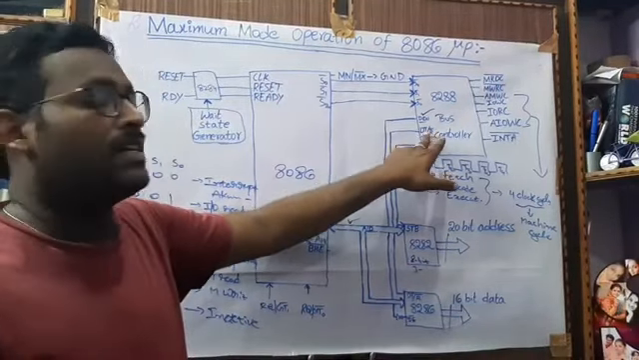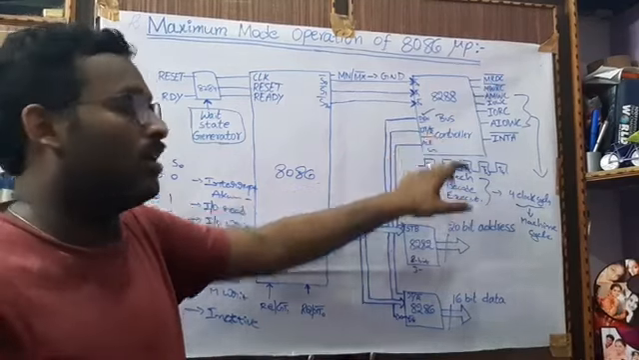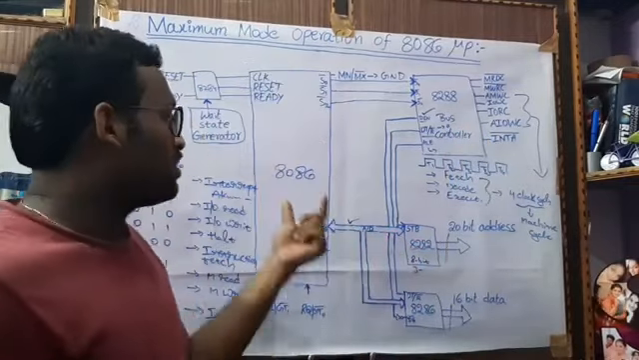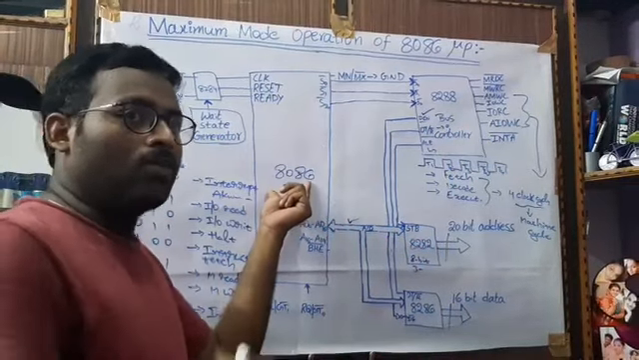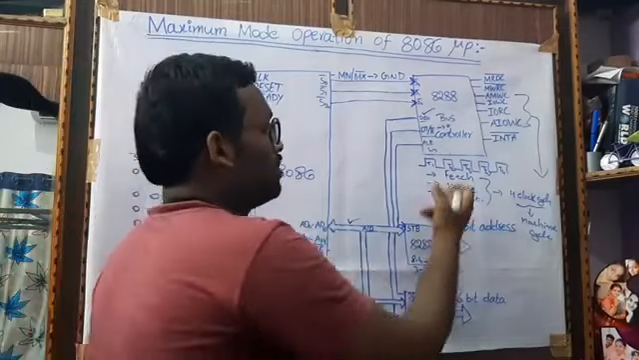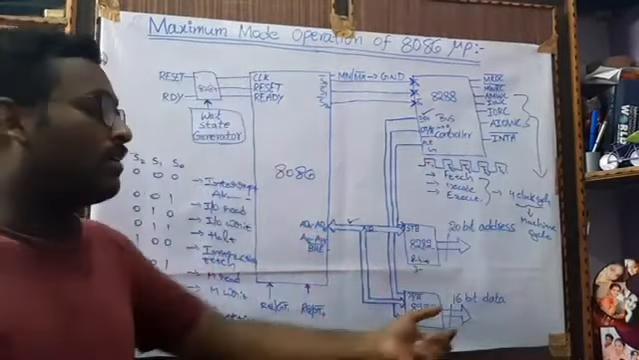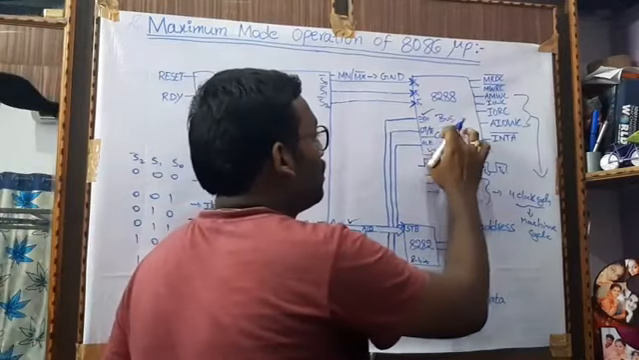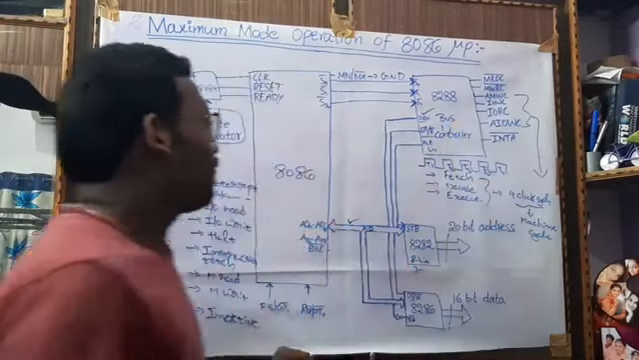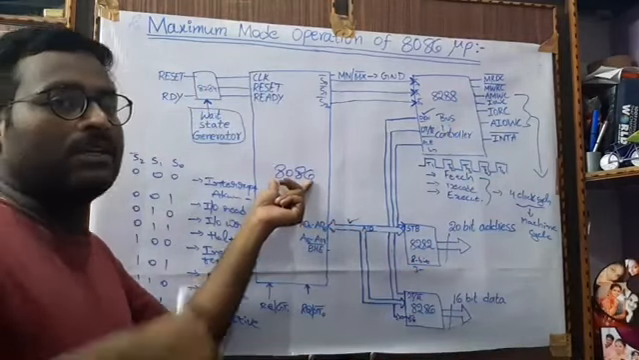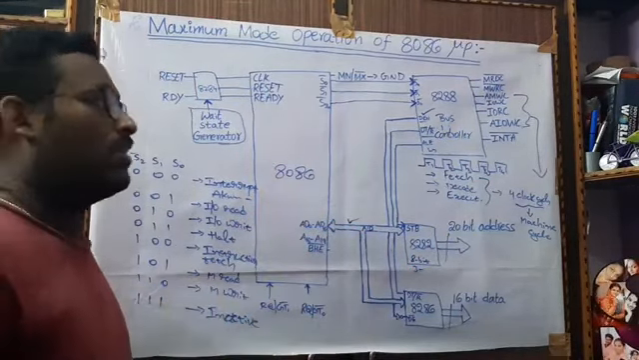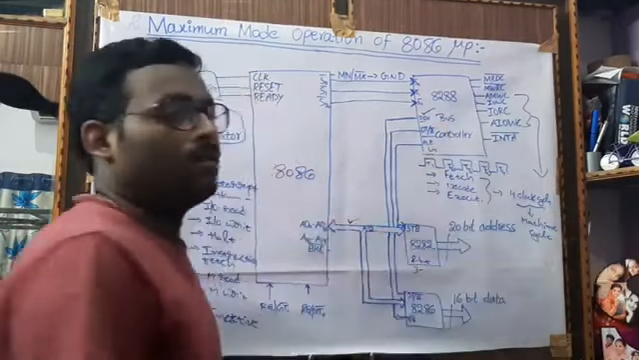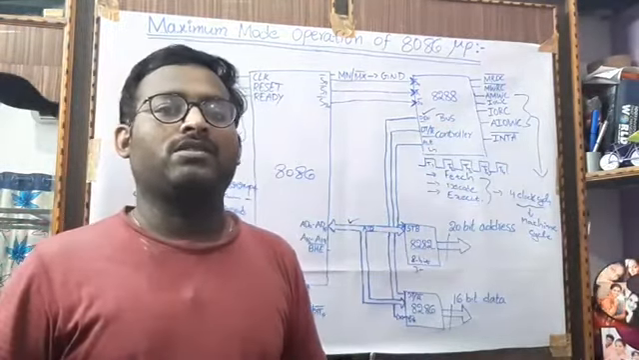DT means data transfer or receive. Okay, if this is 0, we are receiving, the processor is receiving data from outside the processor. If DT by R bar is 1, the 8086 transfers the data from itself to another device. So this is about maximum mode operation of 8086. Okay.